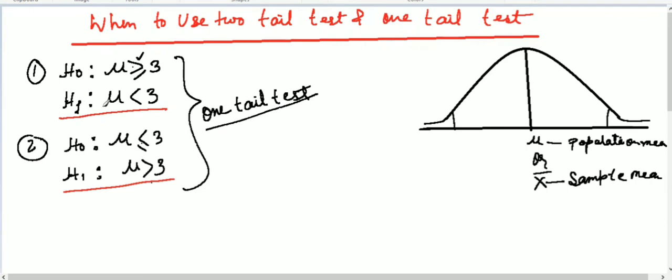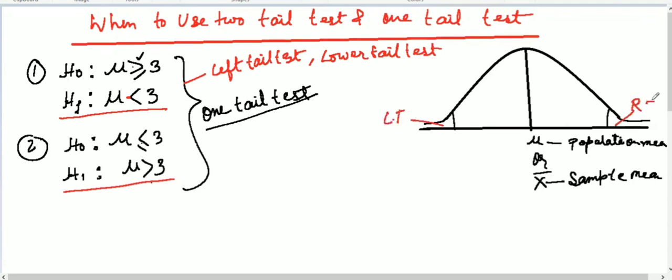In the alternate hypothesis, we can see that mu, the population mean, is less than 3. So this is pointing towards the left. So you are going to use a left tail test here, or you can say a lower tail test. So this is your left tail, and this is your right tail.